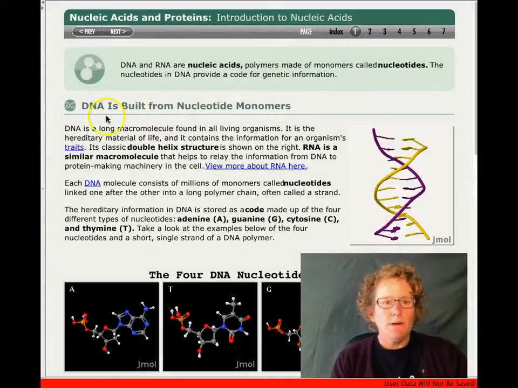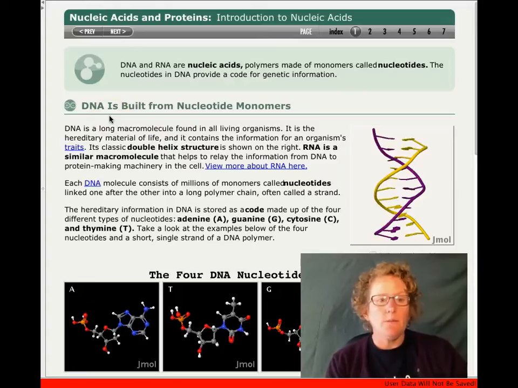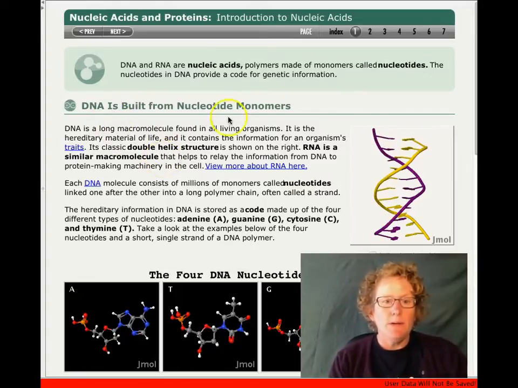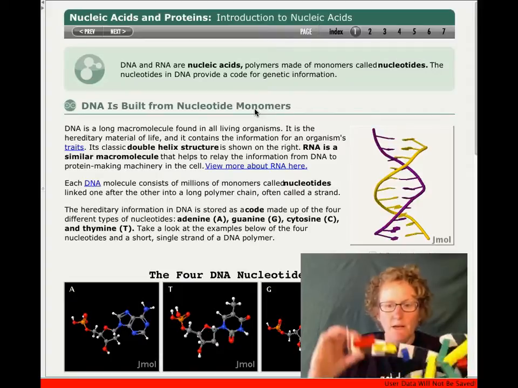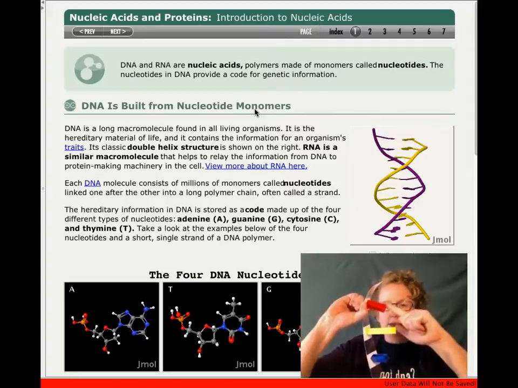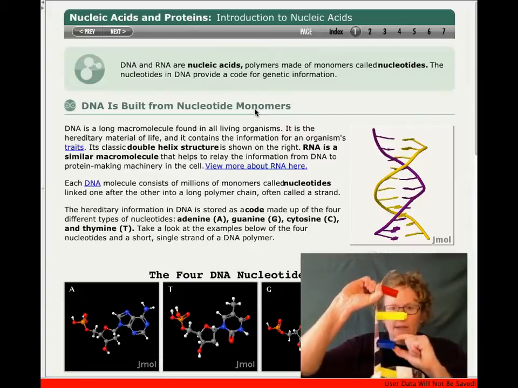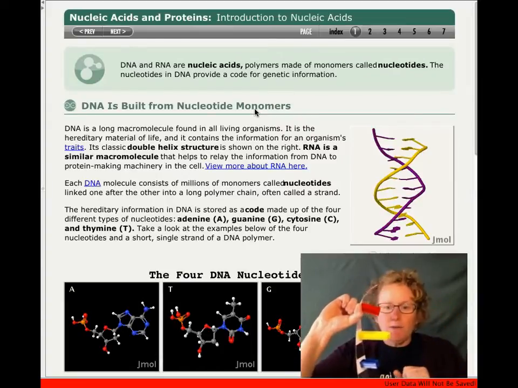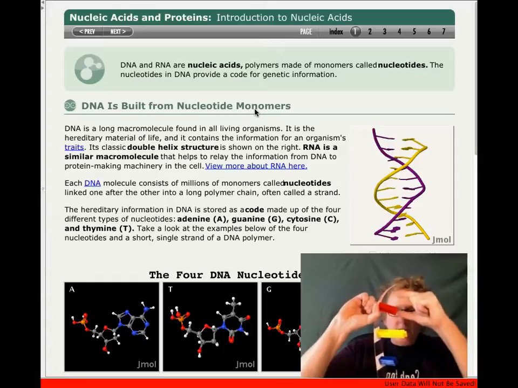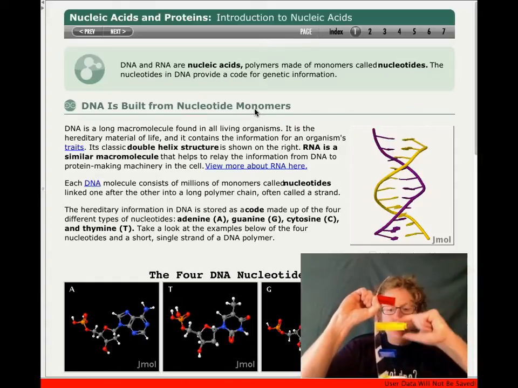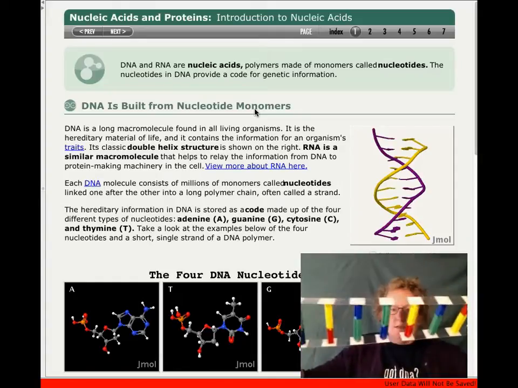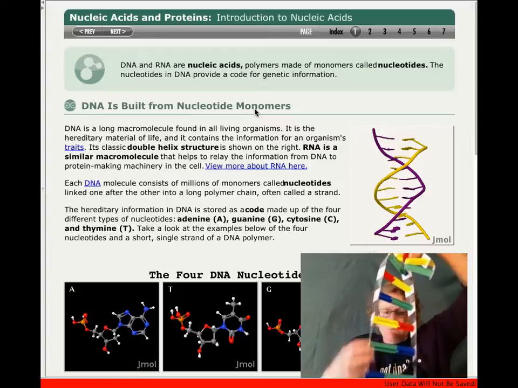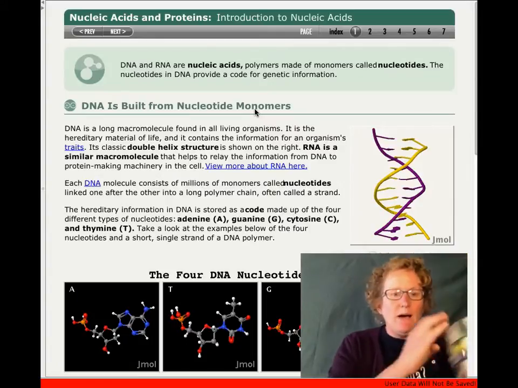You can pause the recording and read all about how DNA is built from nucleotide monomers. Now, a monomer is a link in a chain. In the case of DNA, it would be one of these, connected to one of these, connected to one of these. These are all monomers. They're part of a polymer. Poly means many, so it means many mers, many monomers. You can see that my model DNA here has lots of individual units all connected together that make a polymer.